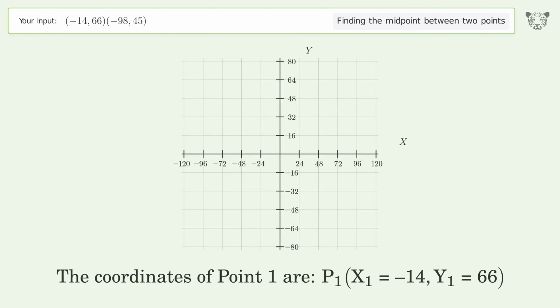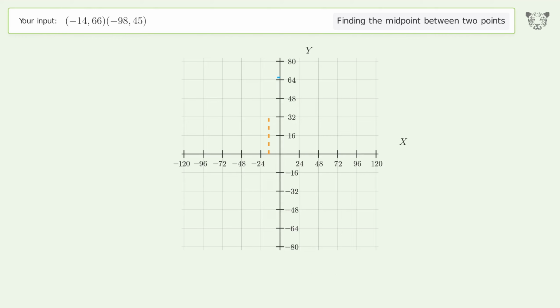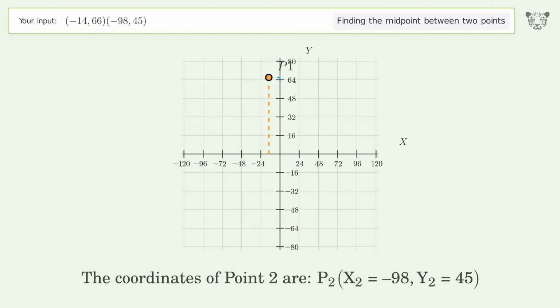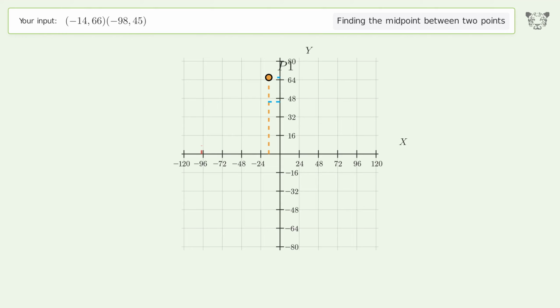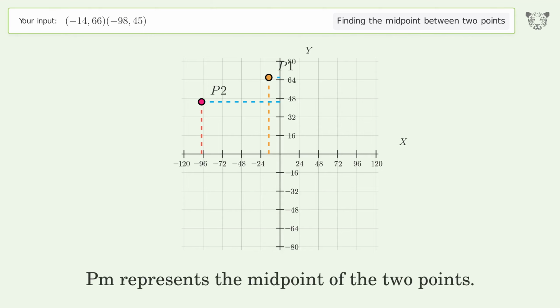The coordinates of point 1 are x1 equals negative 14, y1 equals 66. The coordinates of point 2 are x2 equals negative 98, y2 equals 45. PM represents the midpoint of the 2 points.